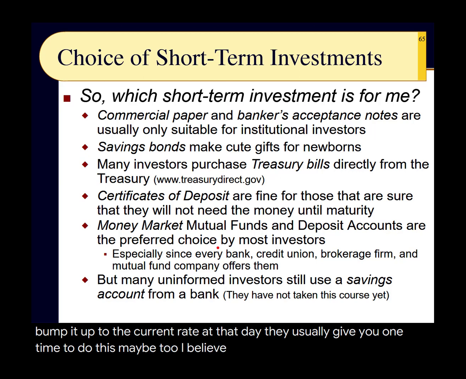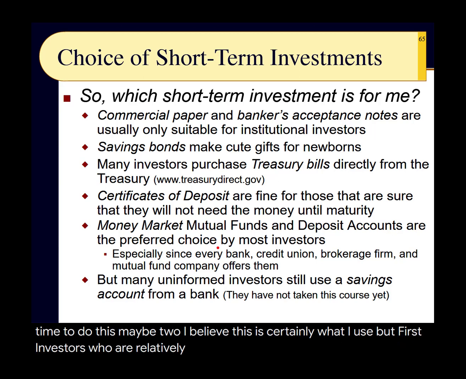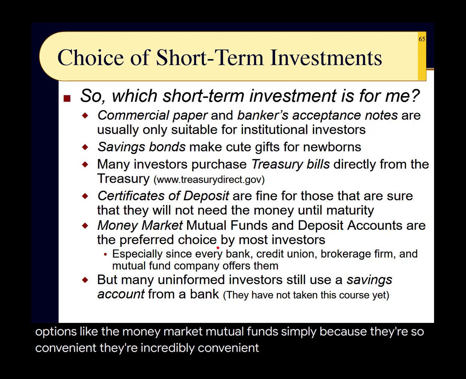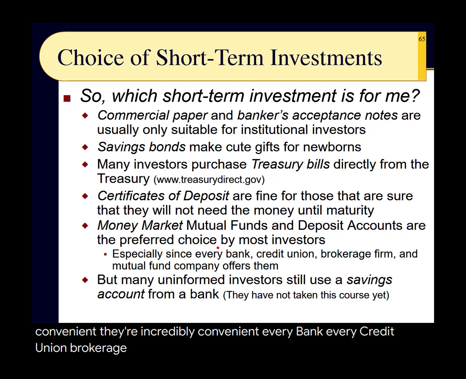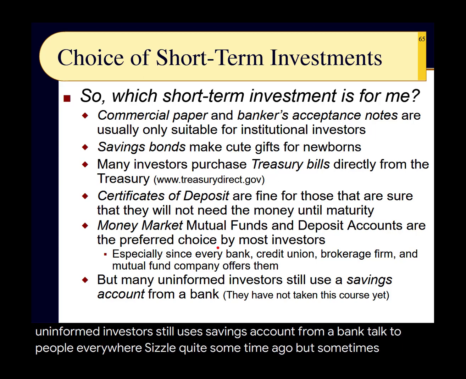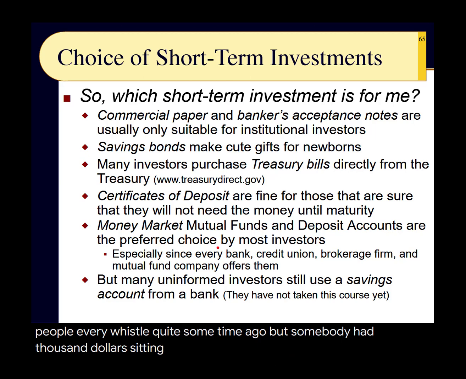I believe, this is certainly what I use, but everyone's different, right? I believe that most investors who are relatively savvy and do their research look at the options, like the money market mutual fund, simply because they're so convenient. They're incredibly convenient. Every bank, every credit union, brokerage firm, mutual fund company offers them. But many uninformed investors still use a savings account from a bank. I talk to people, this was quite some time ago, but somebody had $500,000 sitting in a savings account.